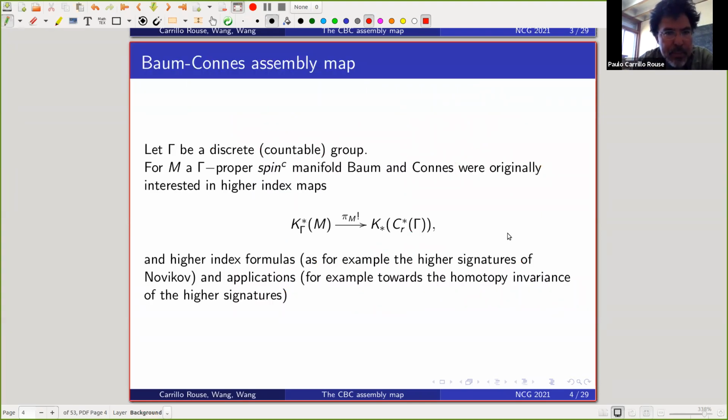So let Gamma be a discrete group, say countable. I'm saying, as I understand it, the original papers of Baum and Connes, which were fundamental to this entire research direction, Baum-Connes assembly maps and higher index theories. So they were interested in principle in higher index maps.